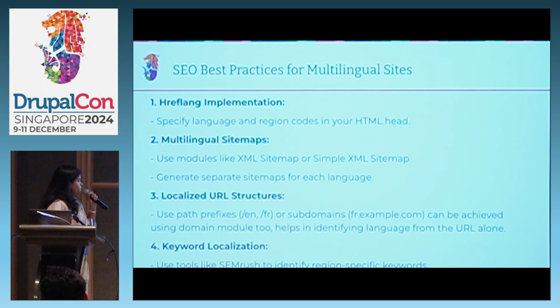And the last point is keyword localization. So basically, whenever a user searches in the search engine with different keywords, it is important that when we translate that keyword, we pay importance to localizing it to that particular region so that the results are more accurate.